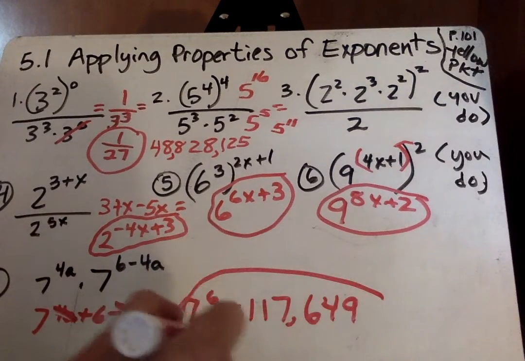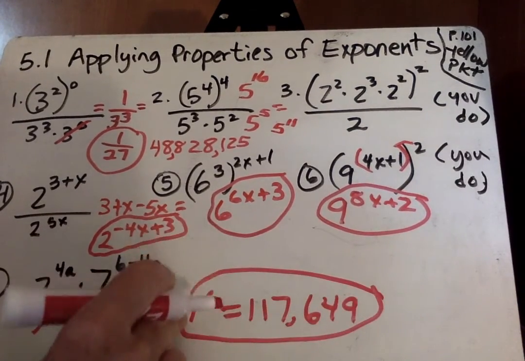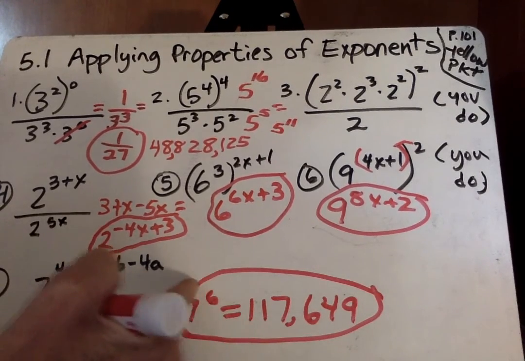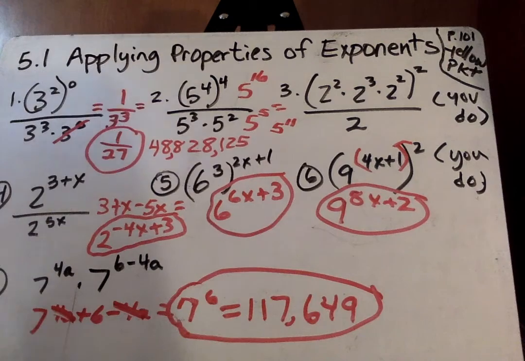So I want you to go ahead and circle both of those answers, both 7 to the 6th power and the 117,649 answer. Okay? You can do the rest of these, students.